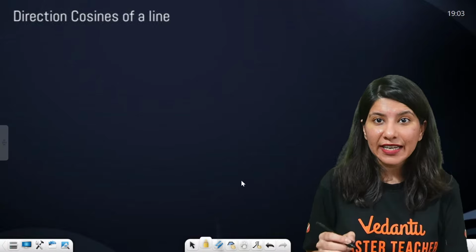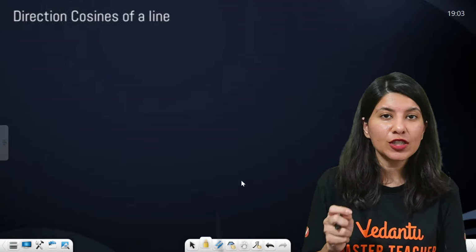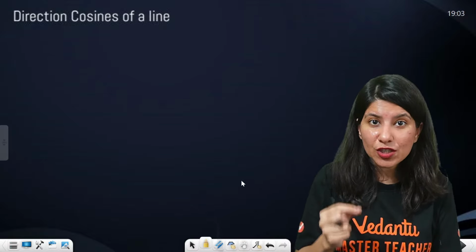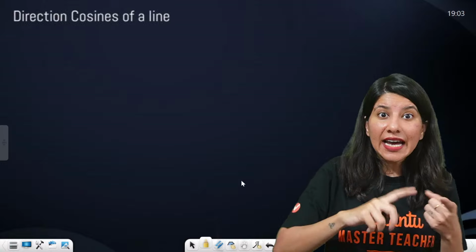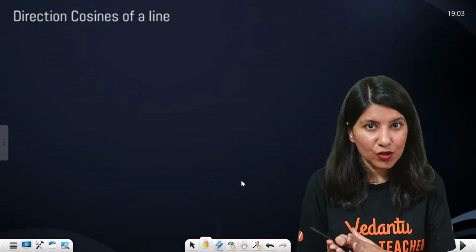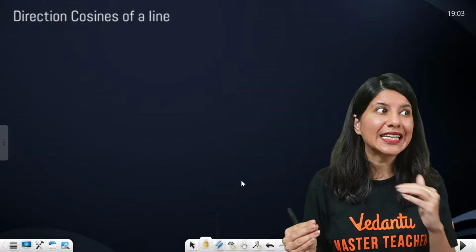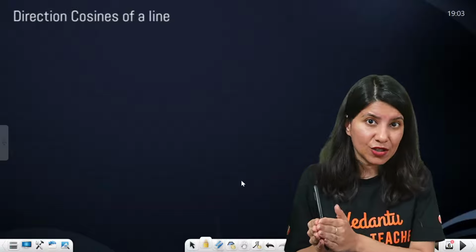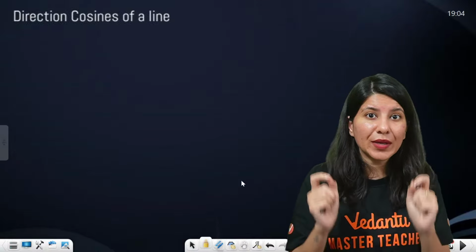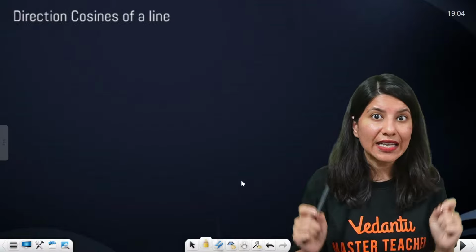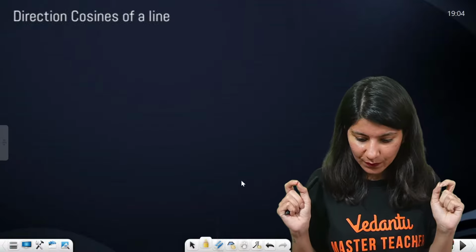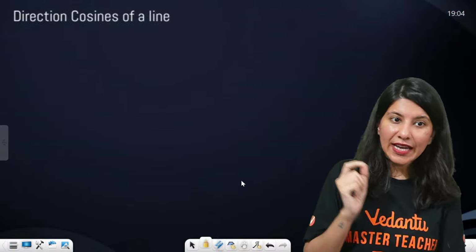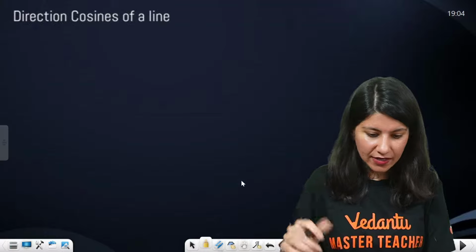Direction cosines of a line. Now, two very important terminologies in 3D geometry, which you can see in your JEE Main previous year questions as well, are direction cosines and direction ratios. And I have seen a lot of students getting confused: ma'am, we don't understand what a direction cosine is and what a direction ratio is. Okay, so I am here to explain what a direction cosine and a direction ratio are. Let us understand now.